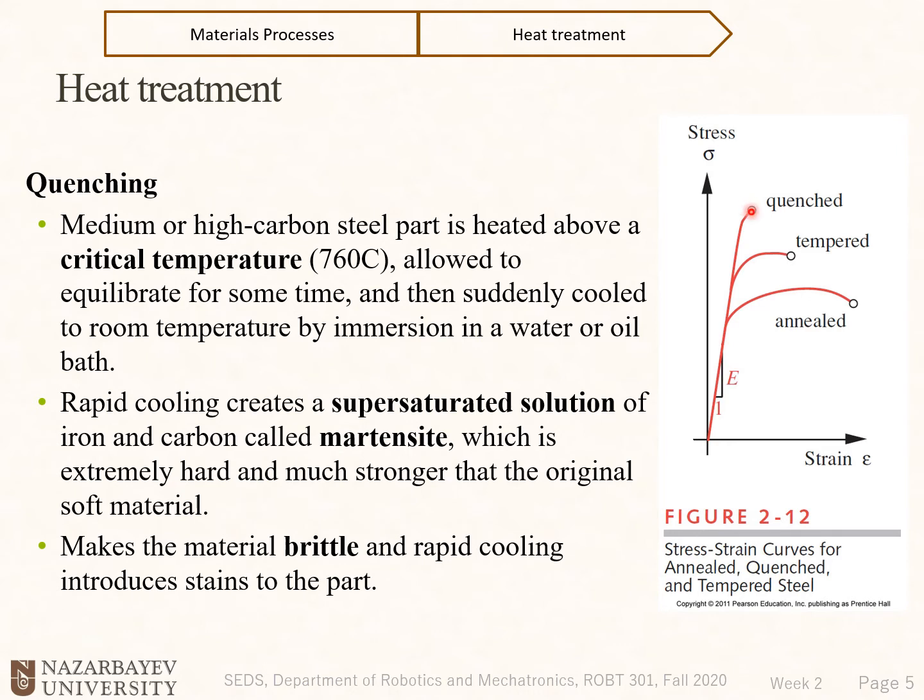will have higher yield strengths, so it will have higher strength, but it's hard and it's brittle. It doesn't have flexibility, it doesn't have softness, it doesn't have that plastic range, and we simply call it a brittle material. Rapid cooling creates a supersaturated solution of iron and carbon called martensite, which is extremely hard and much stronger than the original soft material.